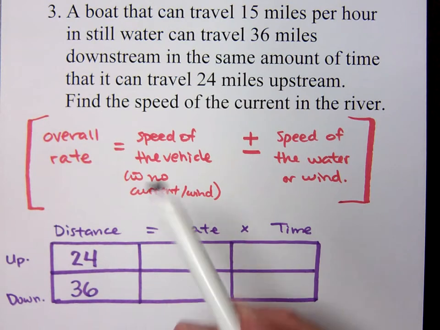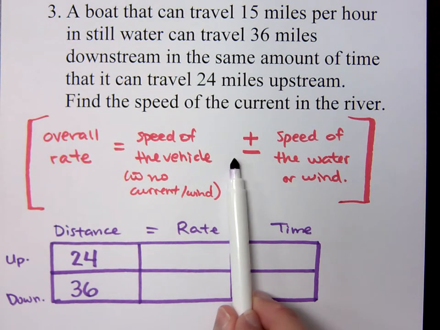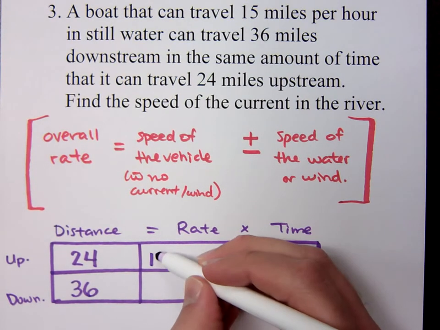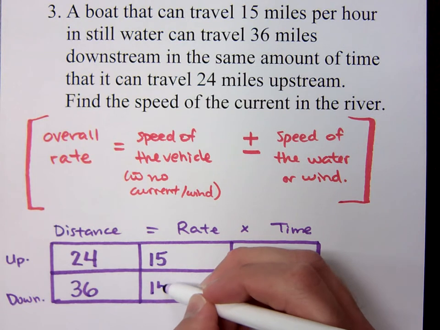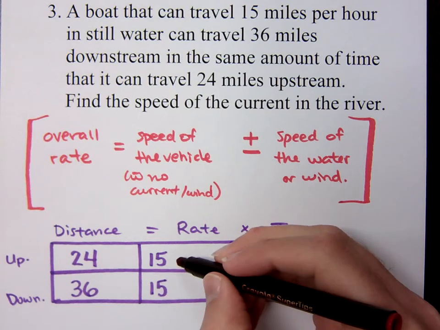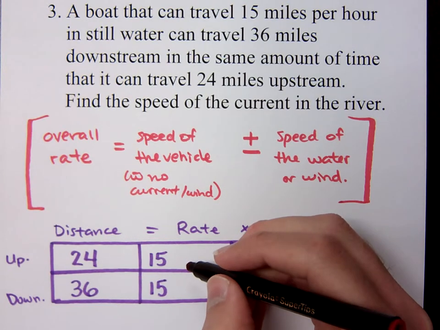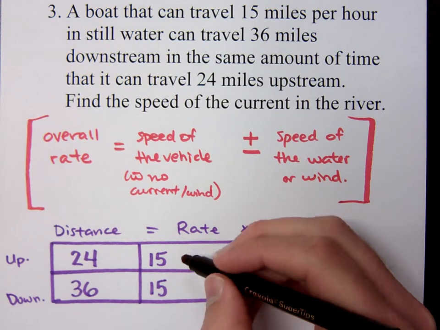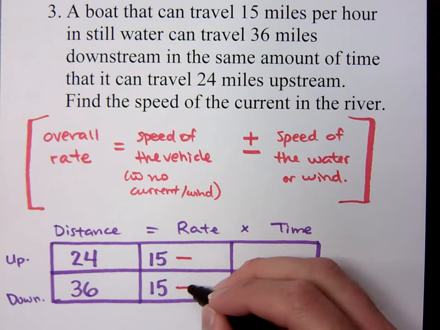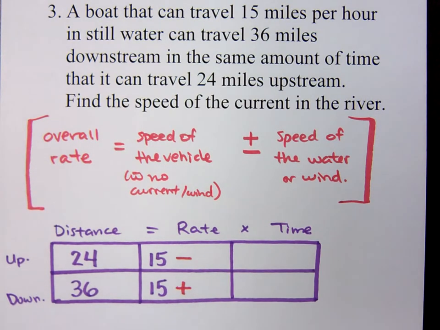Look, your overall rate, I told you, here's this formula. The speed of the vehicle, then plus or minus the speed of the water. So what's the speed of the vehicle normally with no current? 15. So I'm going to put that here for both of these. But then here comes the next part. You have to figure out what gets to be added and what gets to be subtracted. When you go upstream, are you adding or taking away from your speed? Upstream, you're losing speed, right? Then when you go downstream, you get to add. So in this case, you get to add or subtract the speed of the current. Do you all agree? So what's the speed of the current?